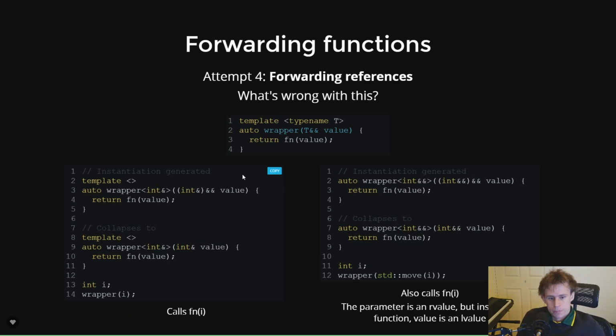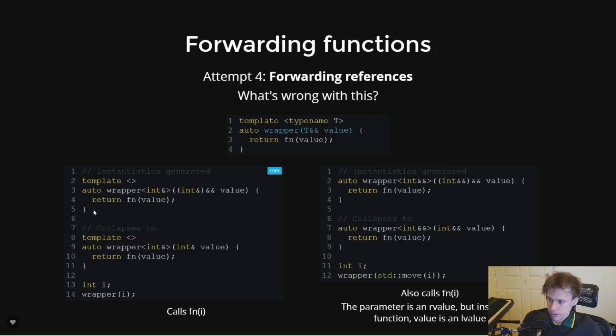So if we created a templated function like this, template typename T auto wrapper takes in a templated R-value reference of a value, and then it calls function on that value. On the left hand side here, how this will work is that if I had an int i and I called wrapper with that int i, how is the template instantiation going to work?